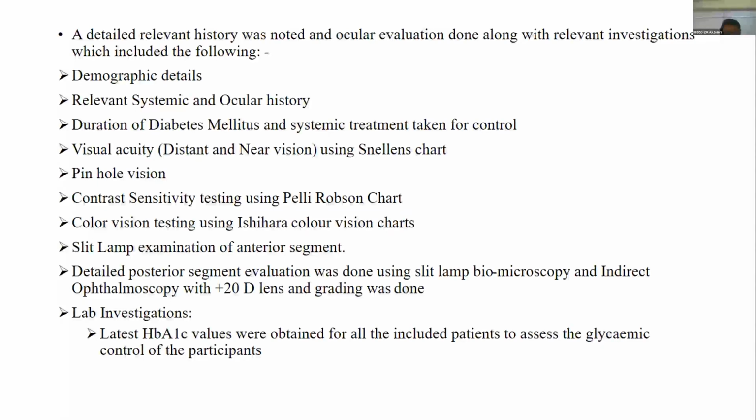A detailed relevant history was noted and ocular evaluation was done along with relevant investigations, which included demographic details, relevant systemic and ocular history, duration of diabetes mellitus and systemic treatment taken for control. Visual acuity and pinhole vision were recorded, and contrast sensitivity was tested using a Pelli-Robson chart and color vision using Ishihara color vision charts. Slit lamp examination and detailed posterior segment evaluation were done. Latest HbA1c values were obtained for all the included patients to assess glycemic control.